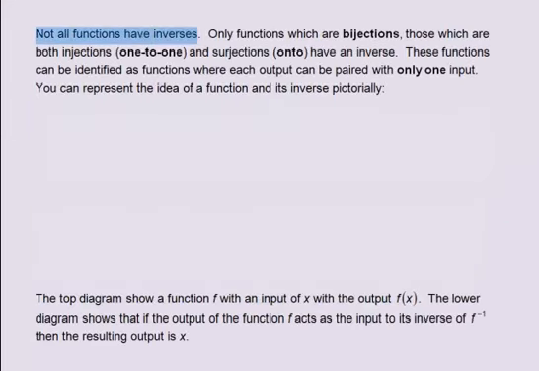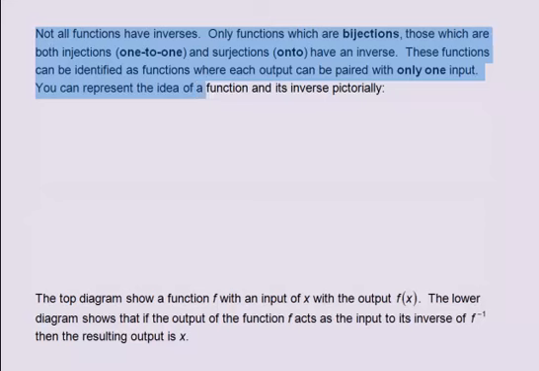Not all functions have inverses. Only functions which are bijections, those which are both injections, one to one, and surjections, onto, have an inverse. These functions can be identified as functions where each output can be paired with only one input. You can represent the idea of a function and its inverse pictorially.